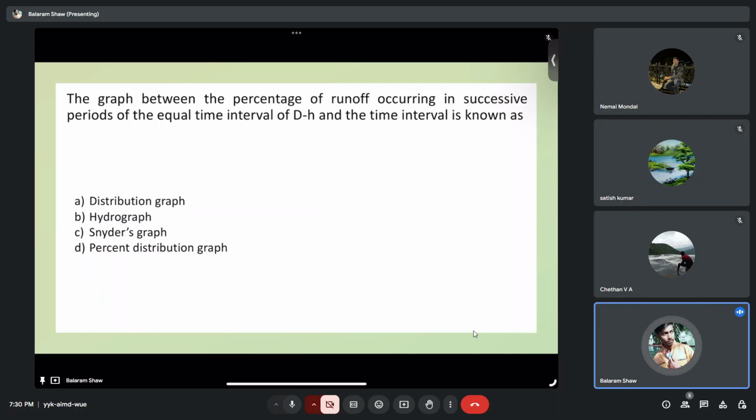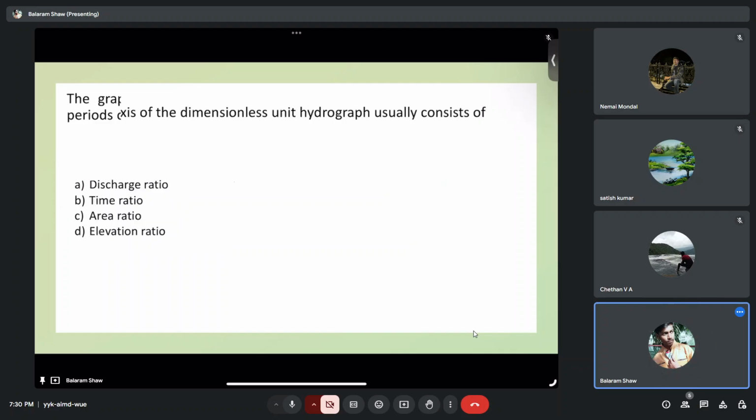Okay, so the next question is, the graph between the percentage of runoff occurring in successive periods of equal time interval of D_R and the time interval is known as. We have seen this in lectures. The correct answer will be distribution graph, right? Okay. So the next question is, the x-axis of the dimensionless unit hydrograph usually consists of. We have seen the SCS dimensionless unit hydrograph. The x-axis is time ratio, right, and the y-axis is discharge ratio. So this is the y-axis, and this is the x-axis, right? So the correct answer will be B.